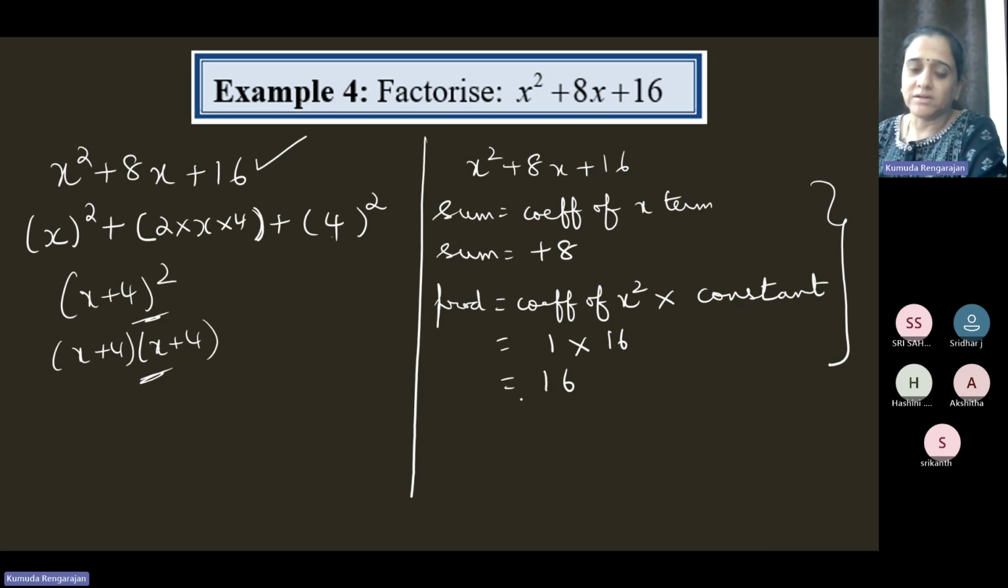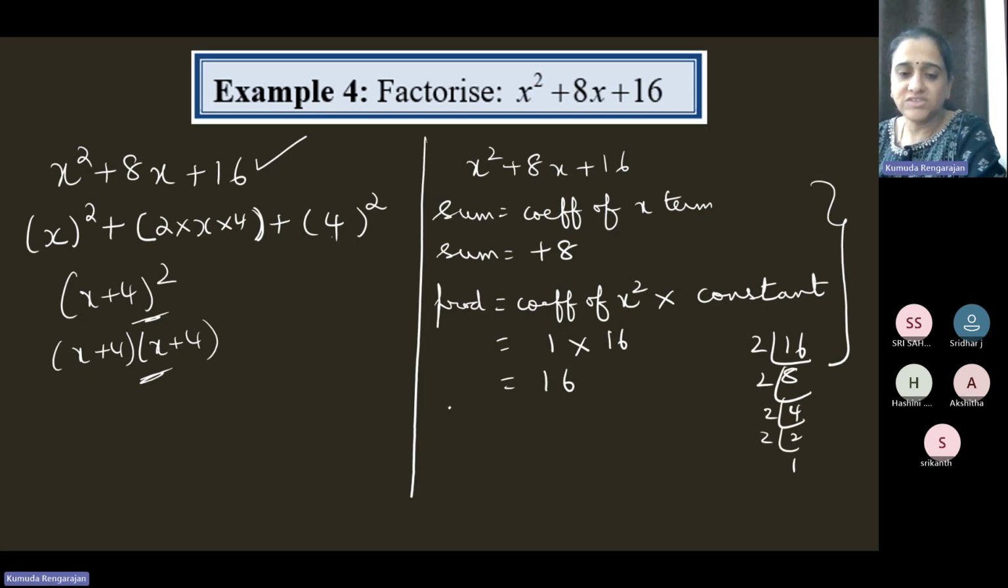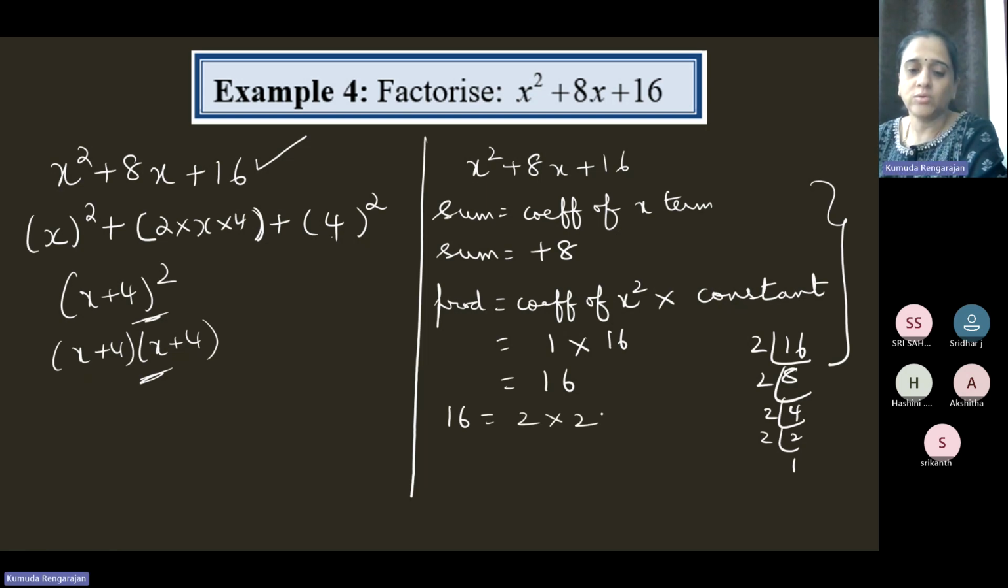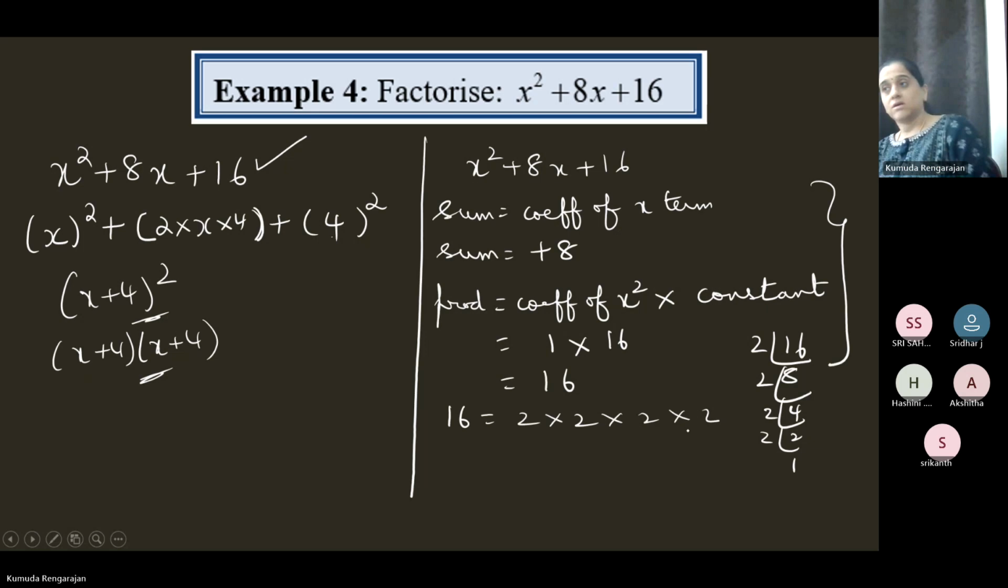Now take the product and find its prime factors. So 16 is equal to 2 into 2 into 2 into 2. Now, using these 4 numbers, 2, 2, 2, 2, without missing anything, you should use all the 4 numbers. You should not leave any number. You must form 2 numbers using all these 4 numbers, which give you the sum as 8 and product as 16.